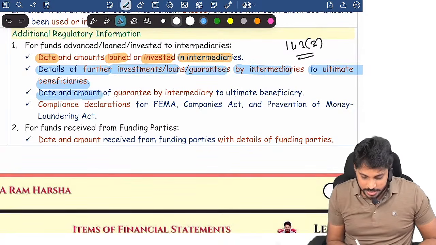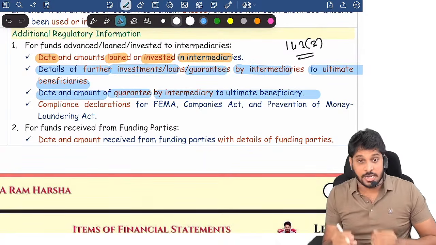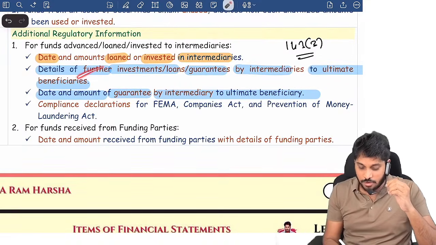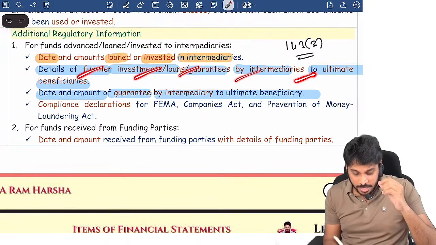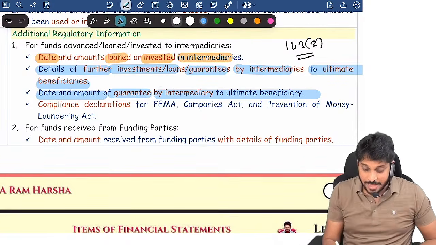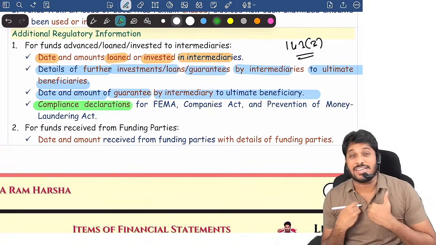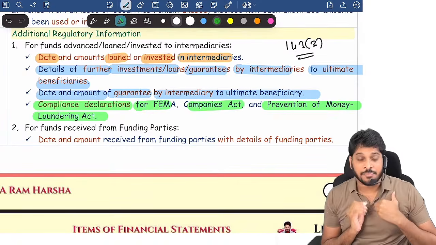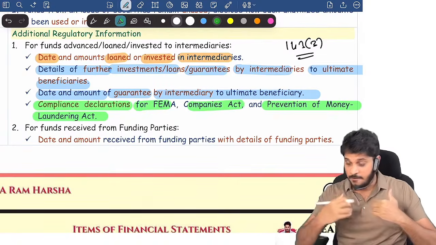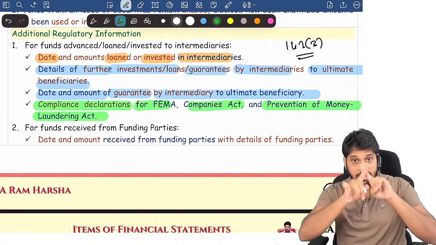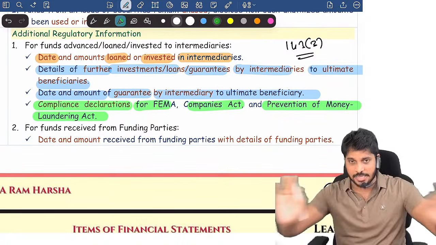Then what is the date and amount of the guarantee by the intermediary? So what is the date? How much is this? Regarding the first one, details of investments, loans or guarantees by the intermediary, and the date and amount of guarantee given by the intermediary. And the last one, a compliance declaration. They need to give a declaration that, under FEMA, under the Companies Act, under PMLA, the company has complied with the FEMA guidelines, Companies Act guidelines, RBI guidelines, all that with respect to these transactions. Simple, guys, very simple.